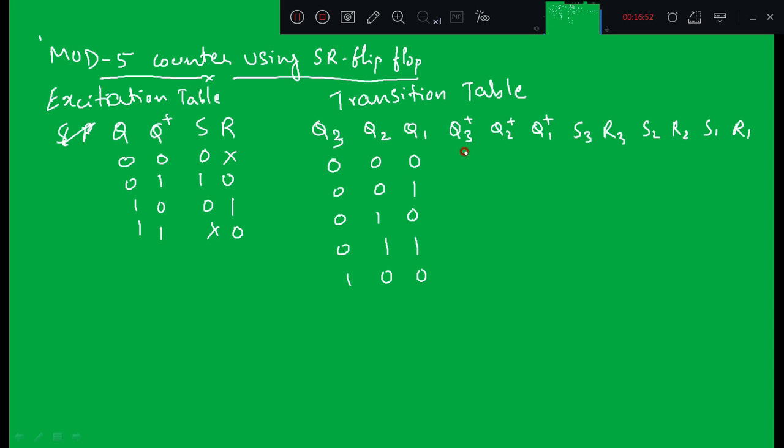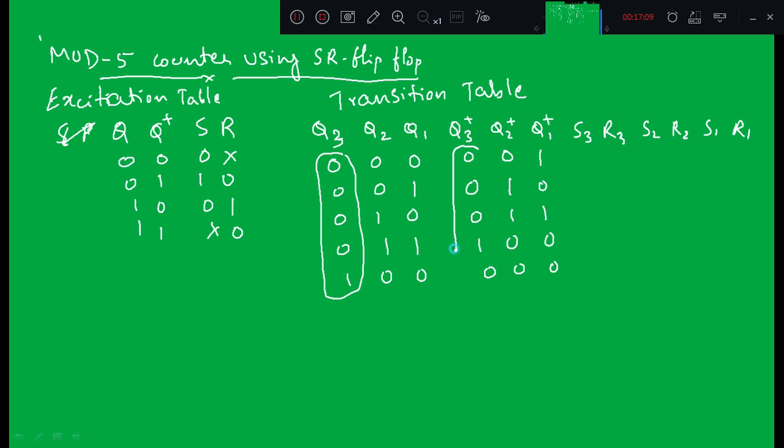Next after 0 0 0, what we will have? The next state as 0 0 1, next 0 1 0. After 2 we have 3, after 3 we have 4, after 4 we have the initial state, that is 0 0 0. Now mark them. It is good practice to mark these columns, because when you are filling out the columns S3 R3, S2 R2, S1 R1, you will not get confused, right? So your eyes will see only these marked columns, okay?